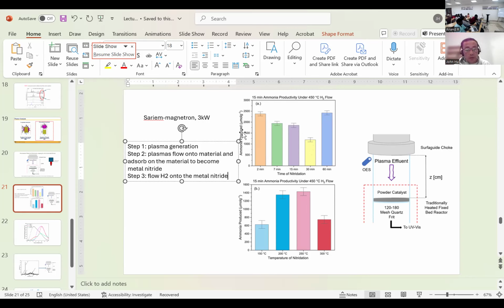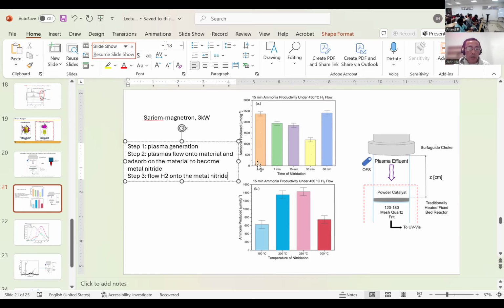So in this study, the top of the curve really shows 2 minutes, 7 minutes, 15 minutes, 30 minutes. That means we basically let the plasma interact with this material for 2 minutes, and then we go to step 3. 7 minutes means we run step 2 for 7 minutes adsorption. All this time is relevant to step 2: how long you have a plasma interact with the surface. Then after that we flow hydrogen.